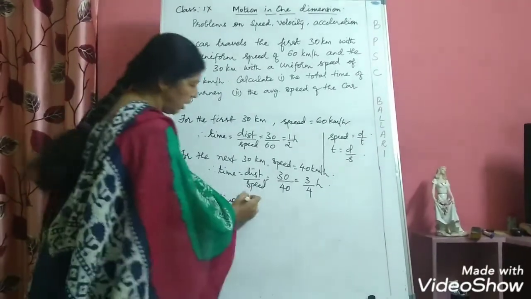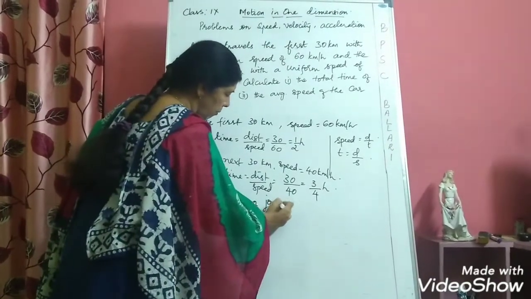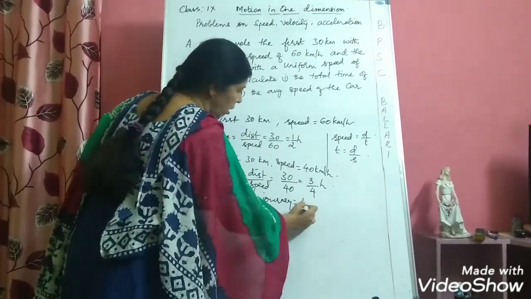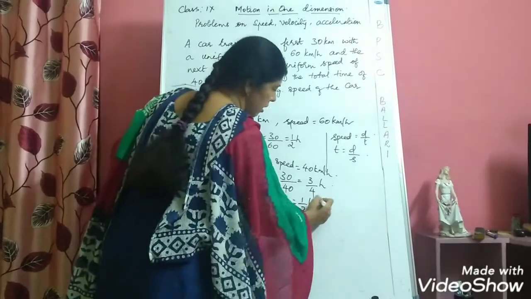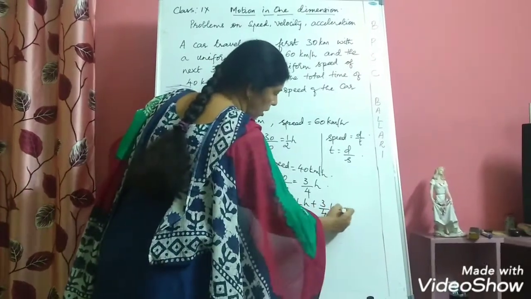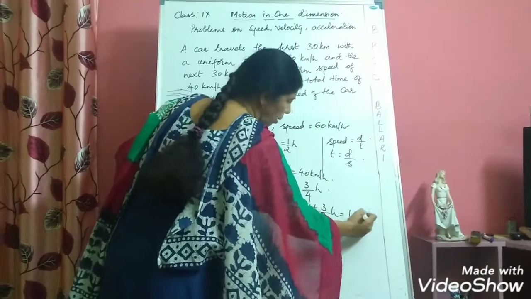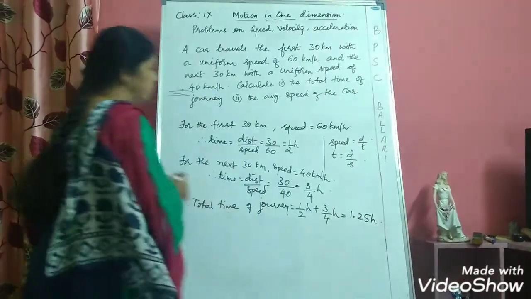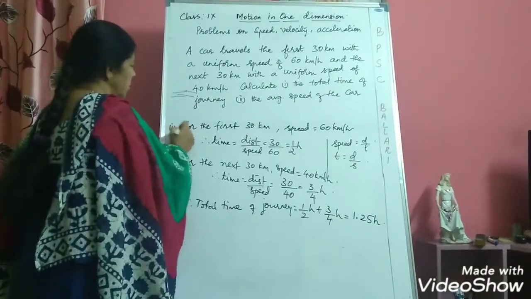Now, therefore, total time taken. Total time of journey will be equal to half an hour plus 3/4 of an hour. It will be equal to 1.25 hours. So this is the solution for the first question.